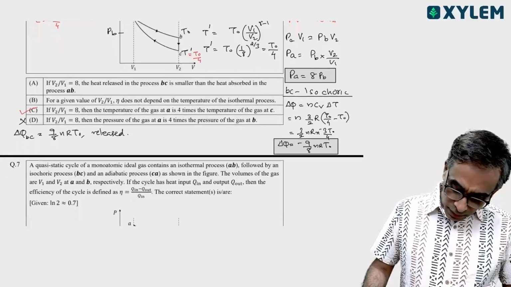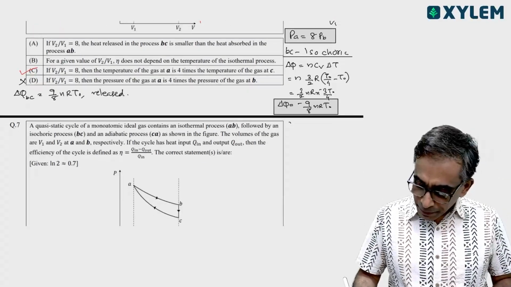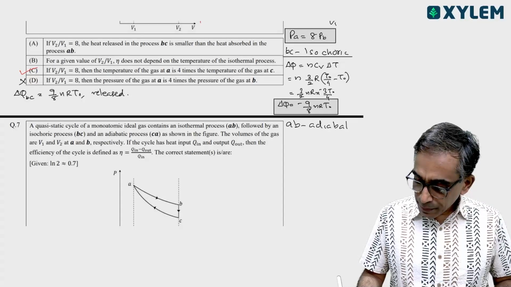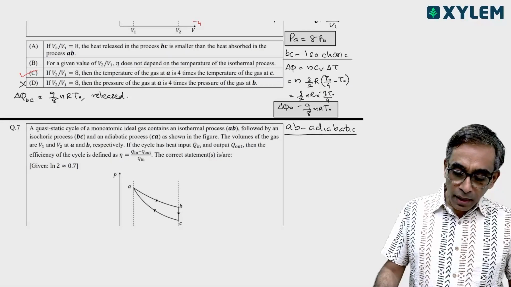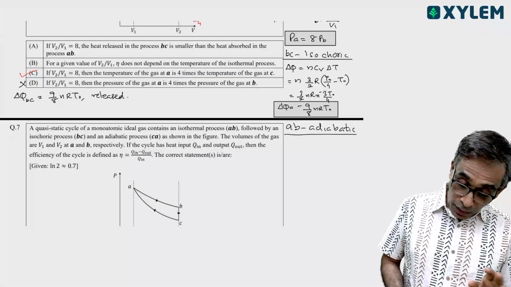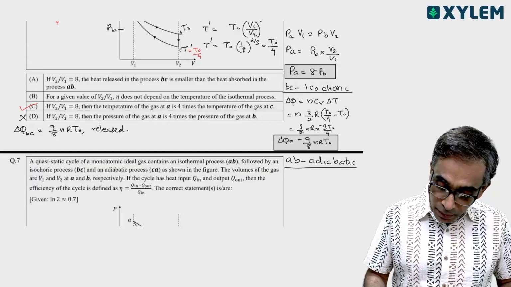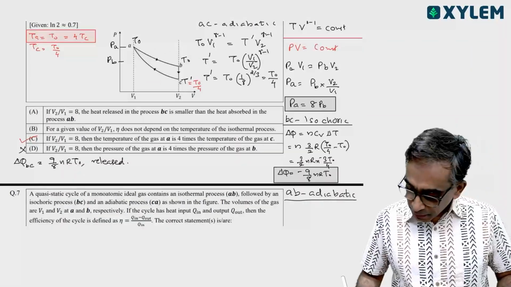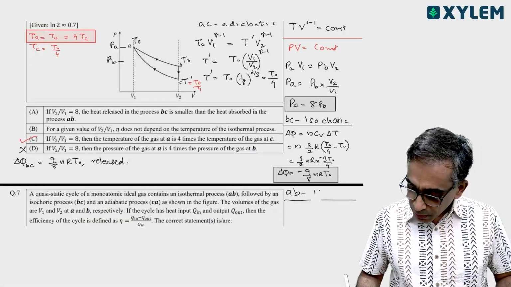Next one, you have your other process AB. As we said earlier, അതൊരു adiabatic ആണ്. Actually, AB is not adiabatic. AB is isothermal. Okay. AC is adiabatic. AB is isothermal.